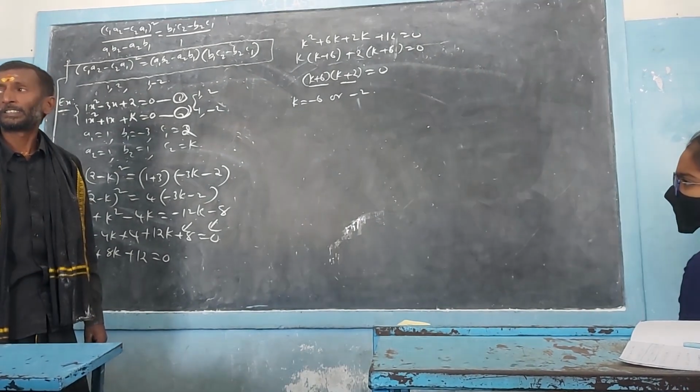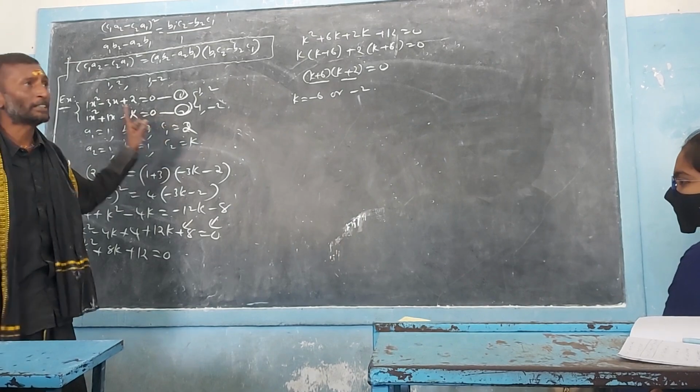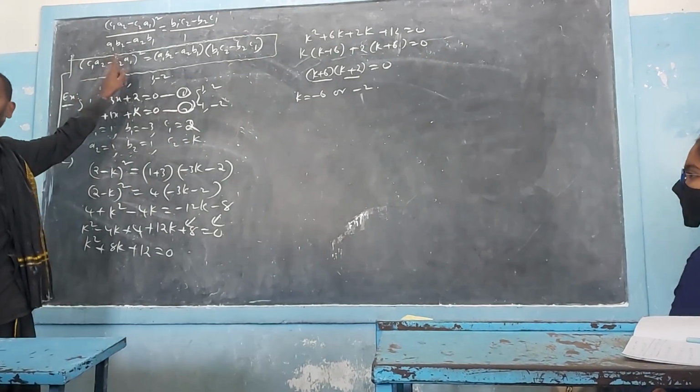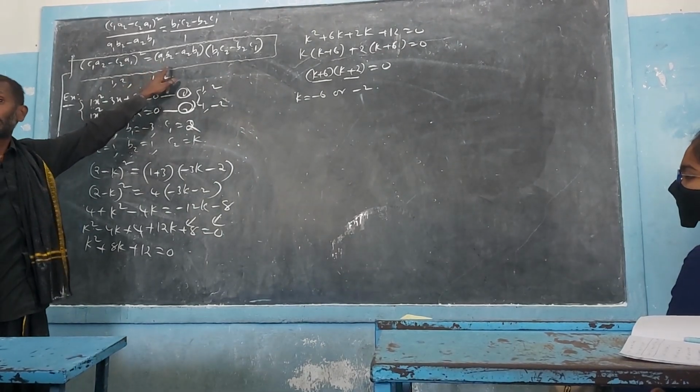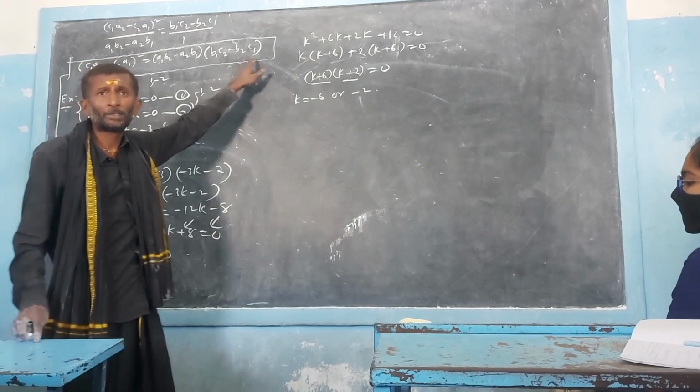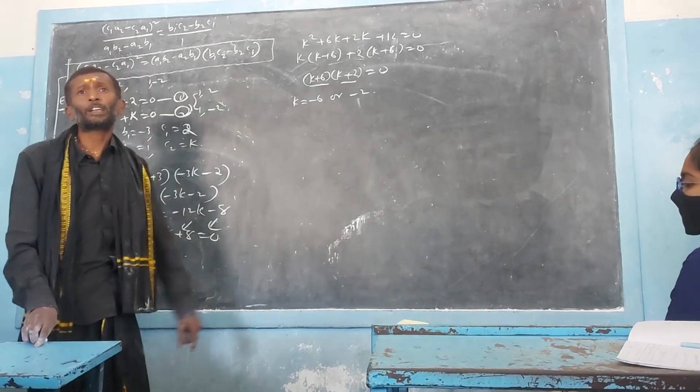If there exists a common root, the condition we need to remember is: c1 a2 minus c2 a1, whole square, is equal to a1 b2 minus a2 b1, into b1 c2 minus b2 c1. This is the condition.